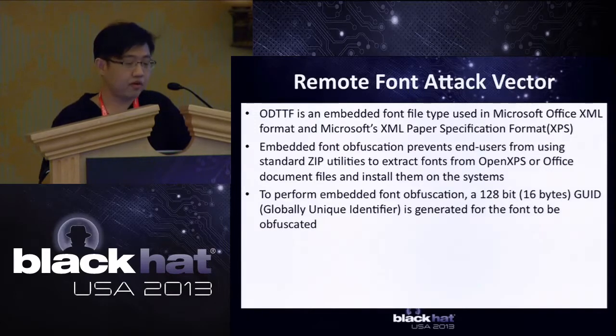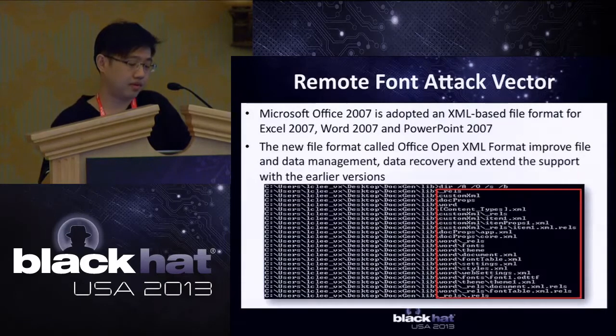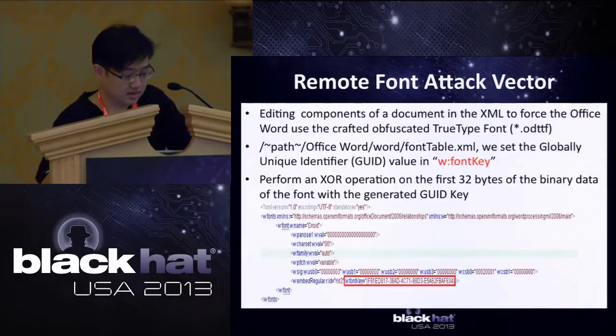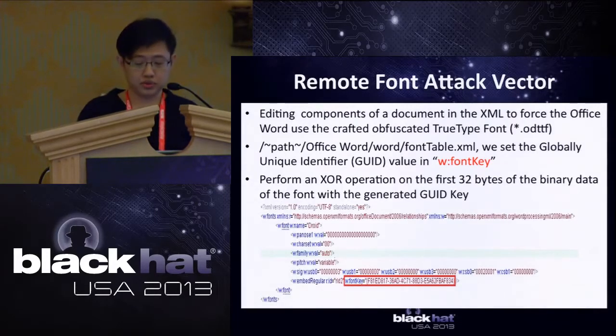And to perform font obfuscation, a 128-bit, or just 16-byte, GUID is generated for the font to be obfuscated. And as soon as the Microsoft document is renamed and unzipped, the Office file has adopted an XML-based file format. This new file format is able to improve file and data management, data recovery, and extend the support with earlier versions.